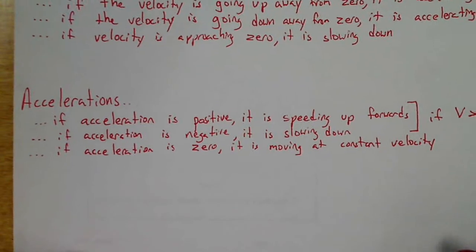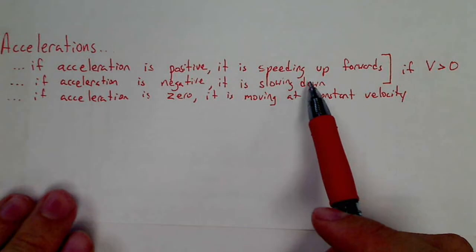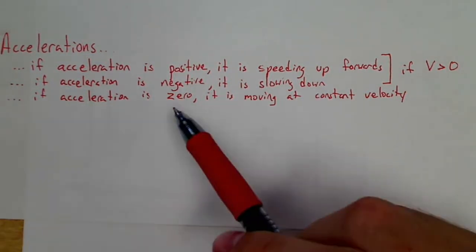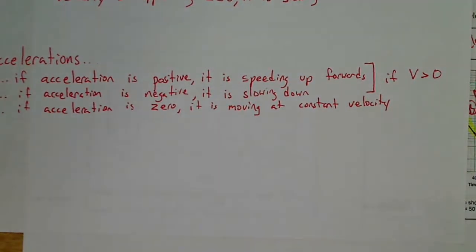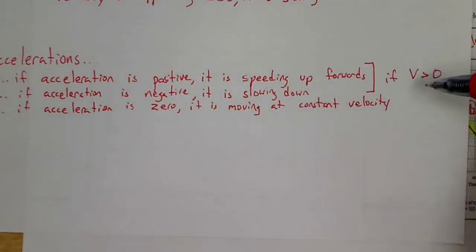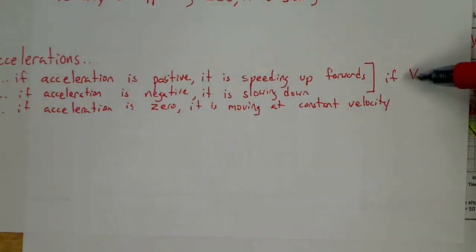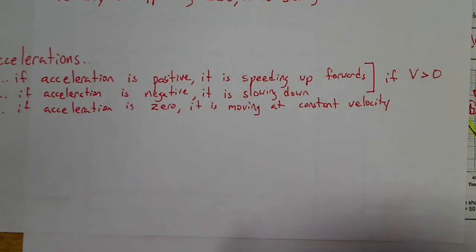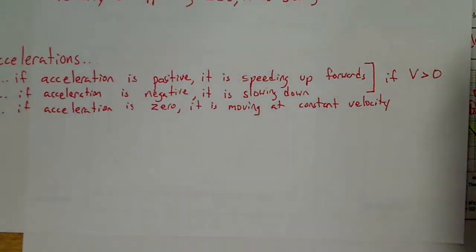So for acceleration, we only have a few rules. If acceleration is positive, that means we're speeding up. If acceleration is negative, that means we're slowing down. Now this assumes that my velocity is greater than 0. So if I have a positive velocity and positive acceleration, that means I'm speeding up. If I have a positive velocity and negative acceleration, that means I'm slowing down. If my velocity is negative, it flips all these rules. Now if my acceleration is 0, if I have no acceleration, that means I have no change in velocity. So that means I'm moving at constant velocity.